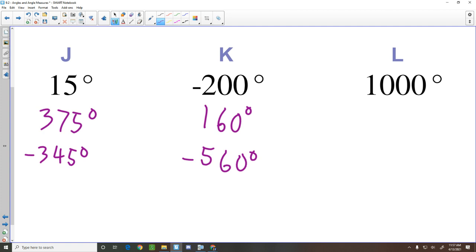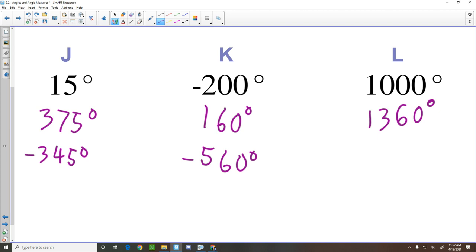If you had different ones, that's okay too. Those aren't the only answers, right? There's an infinite number of possibilities. Now this last one, angle L, has a little trick to it. First off, for the positive coterminal angle, most of you had 1,360 by adding 360.